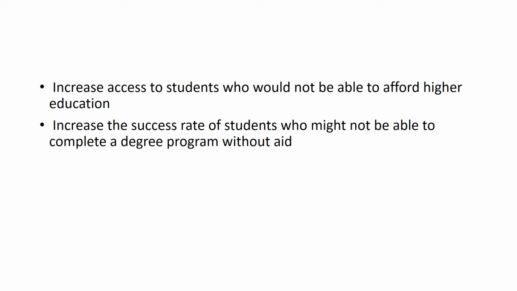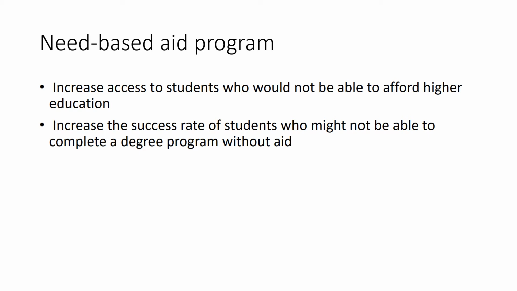Okay, let's go over the need-based aid programs for a second. As I said, these are for students who need a little more assistance than the rest. It helps increase access for students who would not be able to afford higher education. So students, like I said before, who don't come from wealthy families, maybe come from poverty, that want to further their education, sometimes won't be able to without this assistance. It also helps increase the success rate of students who might not be able to complete a degree program without aid. That's saying that students got in, maybe on a scholarship, maybe on a grant, but the grant's only covered for a certain amount of time. Well, when these students run out of this money, they're going to need other assistance to continue to further their education. Once again, this is what a need-based education aid program would help them do.